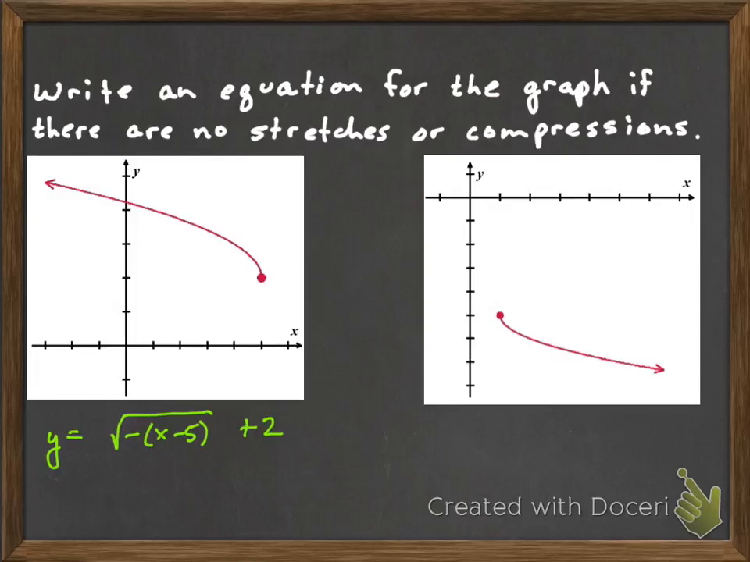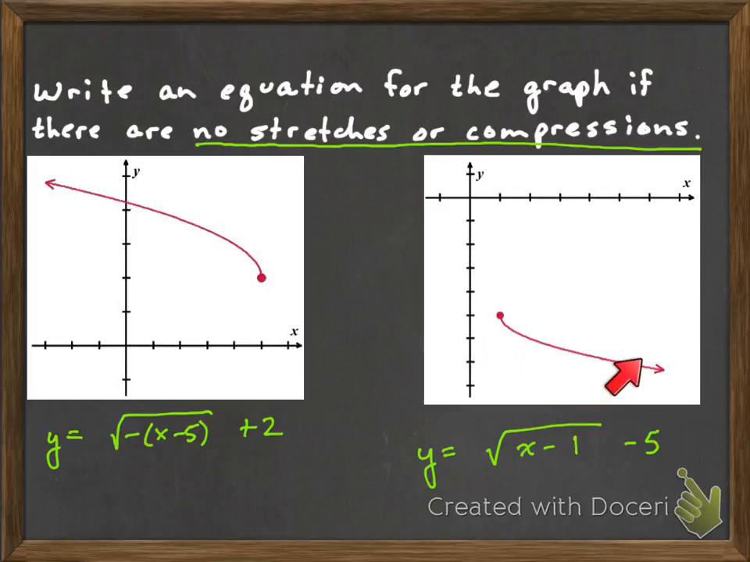For the next one, these have no stretches or compressions on them, so I'm not worrying about that right now. This one is also a square root graph. It has been shifted to the right 1, so that's x minus 1. It's been shifted down 5 units, so that's minus 5 here. And this one is going down, which means it has a reflection over the x-axis. For a reflection over the x-axis, you put a negative on the outside of the square root.